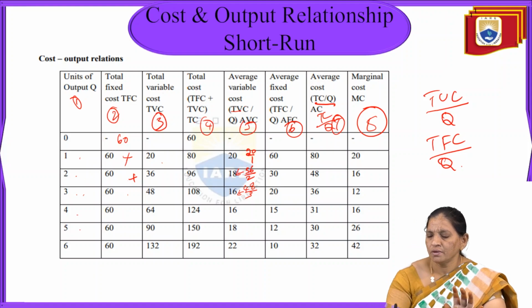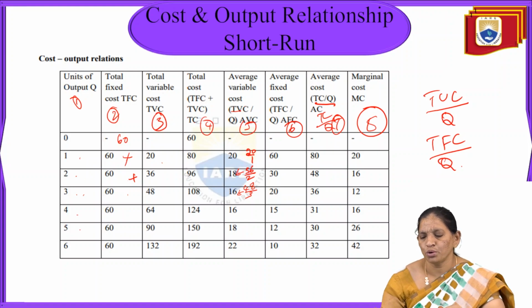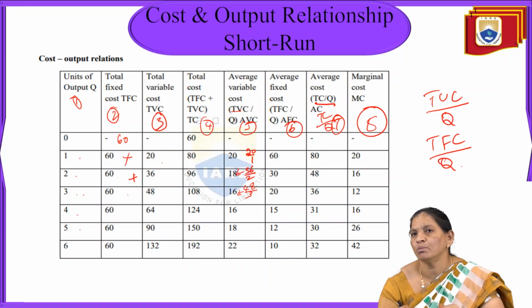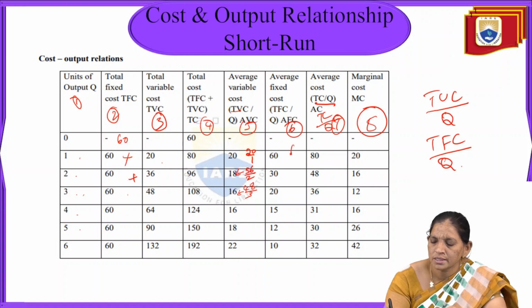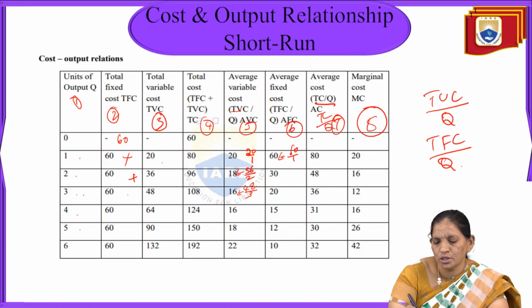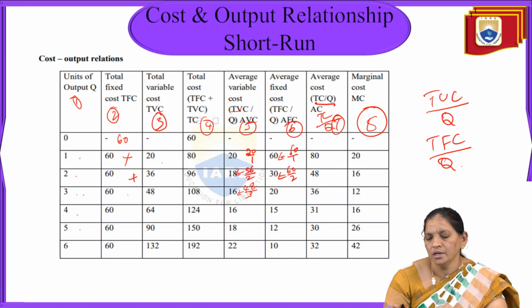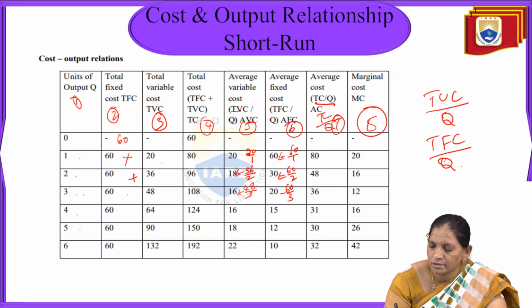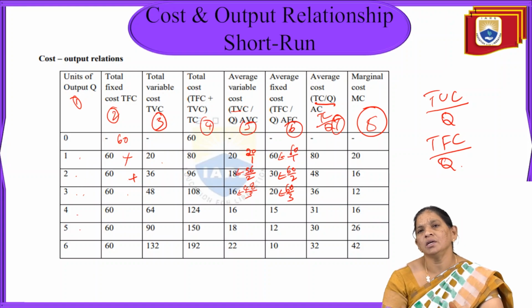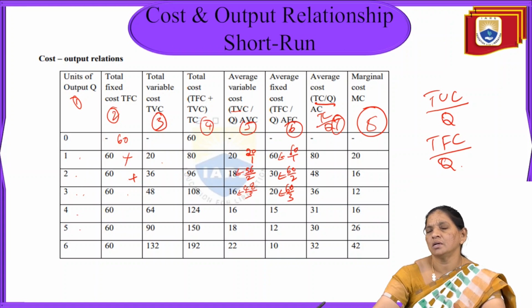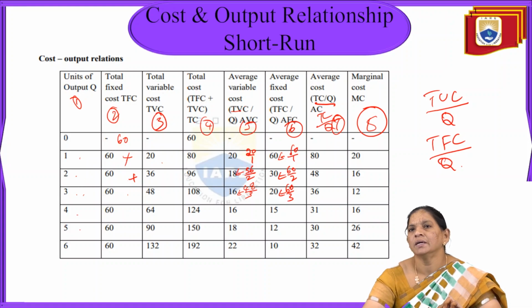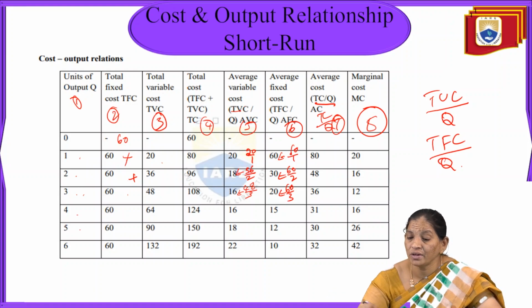In the same sequence, we can get the average fixed cost, as fixed cost divided by number of units. So here 60 divided by 1, we get 60. Then total fixed cost 60 divided by 2, you get 30. When you divide 60 by 3, then we get 20. And so it goes on. So when total fixed cost is divided by number of units, we get the average fixed cost.